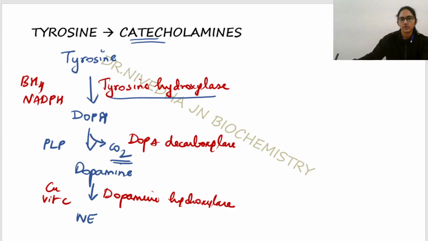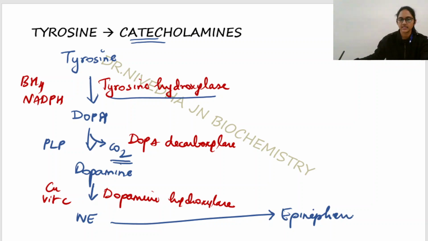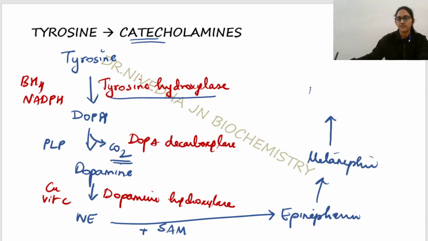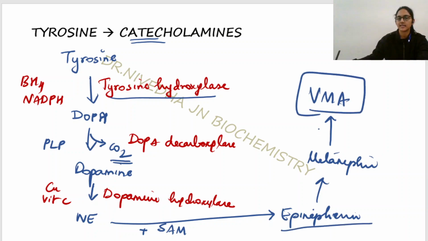Now norepinephrine, how does it get converted to epinephrine? Norepinephrine to epinephrine, how do you convert? You methylate. Yes, methylation will convert norepinephrine to epinephrine. So S-adenosyl methionine will be the methyl donor. So a methyl transferase enzyme converts norepinephrine to epinephrine. Now this epinephrine can get converted to metanephrine. The metanephrine can get converted to vanillyl mandelic acid. Yes, whenever there is excess of epinephrine, there is excess of vanillyl mandelic acid excreted in the urine.